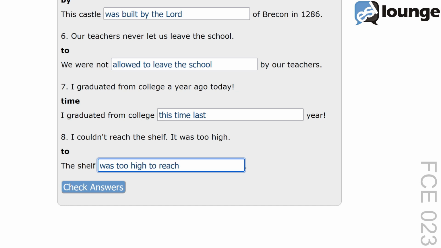This transformation uses the structure to indicate an inability due to an excessive quality. Too high to reach keeps the original meaning of I couldn't reach. Another example would be the bag was too heavy to carry.